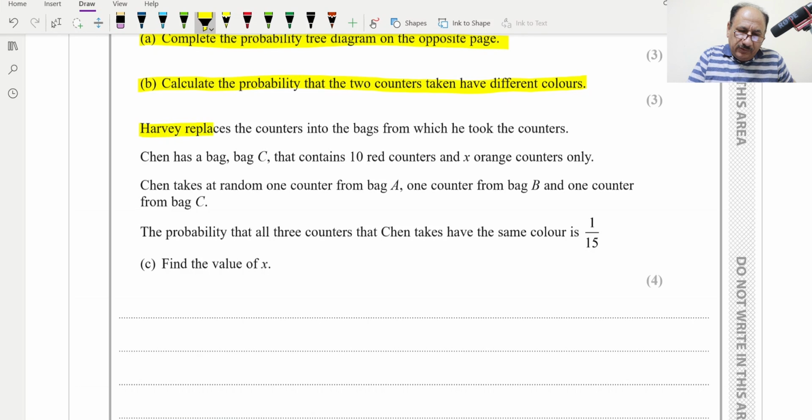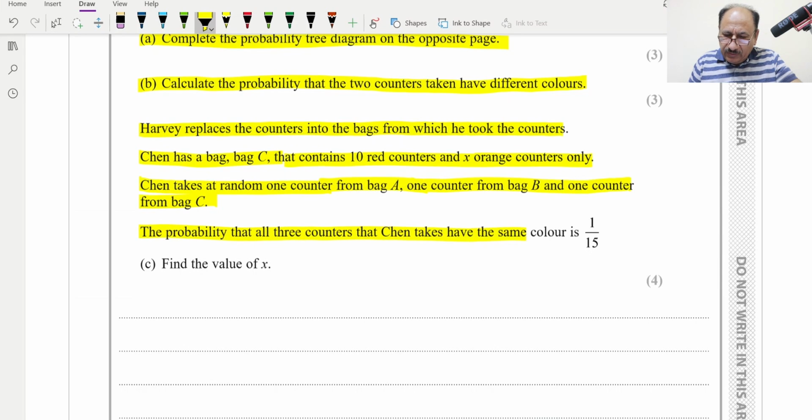C part, Harvey replaces the counters into the bags from which he took the counters. Chen has a bag C that contains 10 red counters and X orange counters only. Chen takes at random one counter from bag A, one counter from B, and one counter from C. The probability that all three counters that Chen takes have the same color is 1 by 15, and find the value of X. Basically, we have to find the value of X.